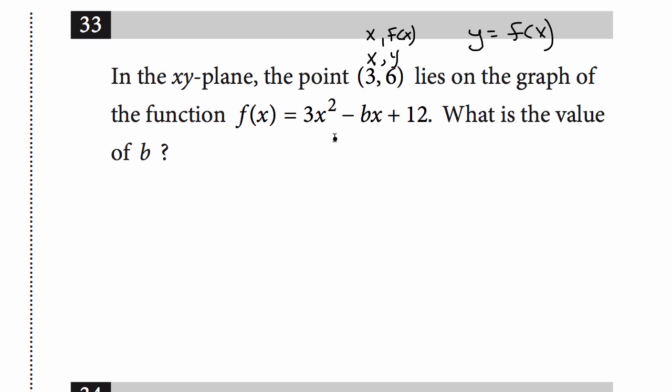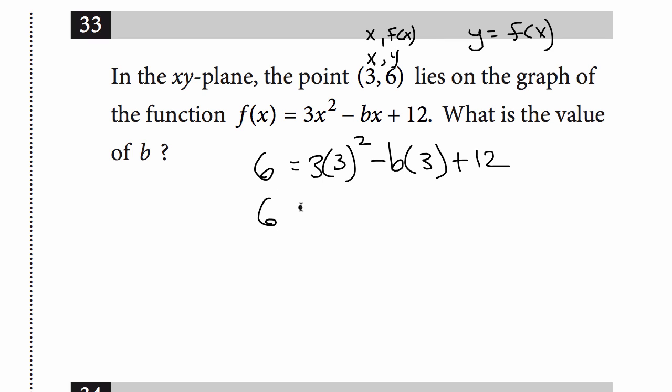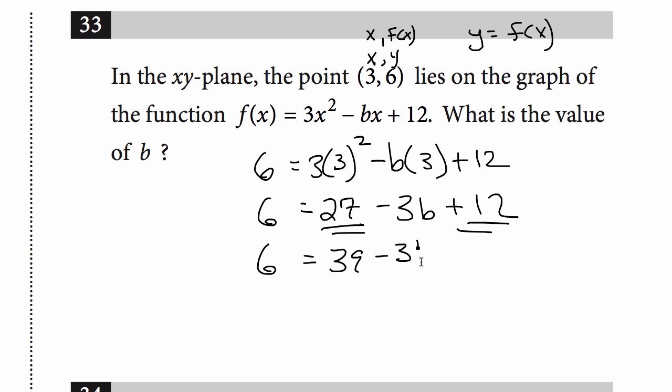So let's just plug in. We know that x is 3. So 3 times 3 squared minus b times 3 plus 12 gives us our y value, gives us our f of x, which in this case is just 6, just plugging in. So now we're just going to do the algebra. 3 squared is 9, 9 times 3, 27 minus 3b plus 12. We're going to combine 27 plus 12. That gives you 39 minus 3b. I'll minus 39, minus 39. Cancels out. That's going to be negative 33.